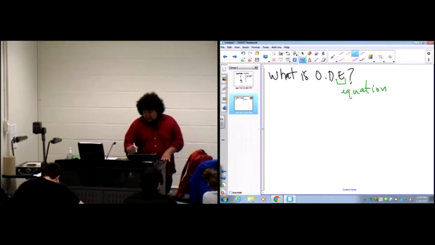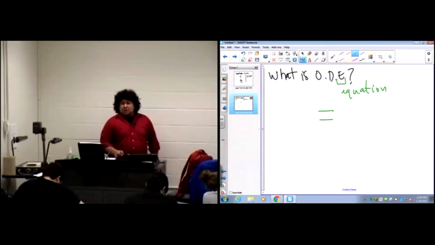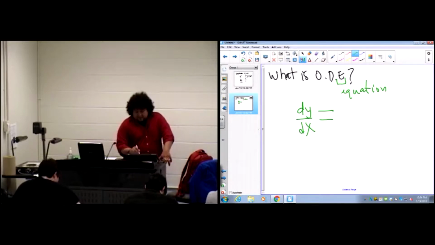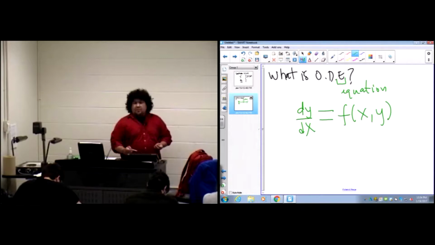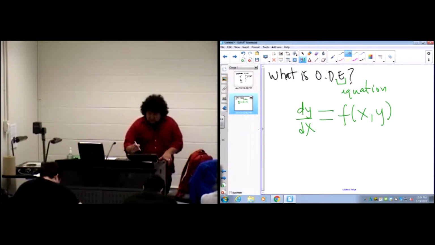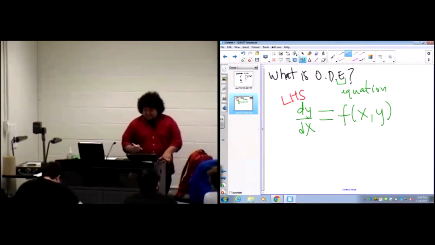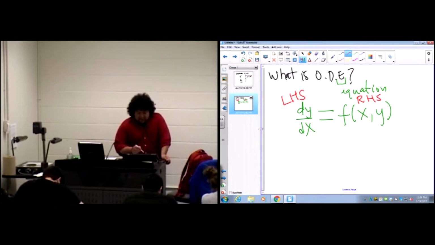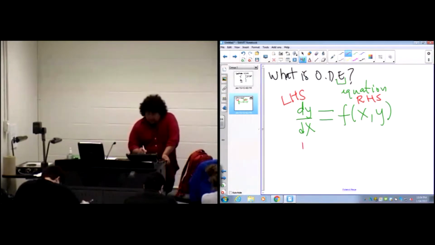What is an ordinary differential equation? Well, this word equation means that we're using the equal sign at some point. So we're saying that there is something expressed, in general, in terms of the two letters that appear on the left-hand side. So this is also going to be a big deal. Left-hand side, LHS, I'm going to use that a lot, and then right-hand side relative to the equation.